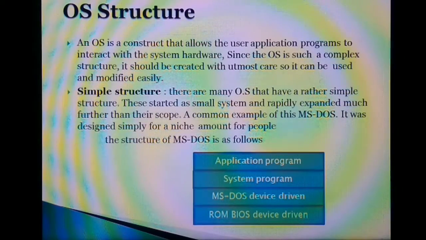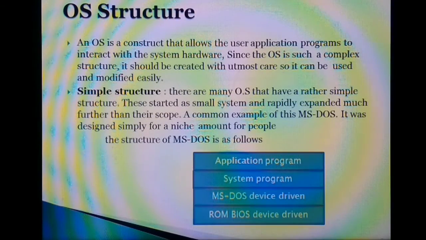Operating system structure. An operating system is a construct that allows user application programs to interact with the system hardware, as we already know. Since the OS is such a complex structure, it should be created with utmost care so it can be used and modified easily. The user can easily interact with the hardware with the help of the operating system. This operating system structure is divided into two parts: simple structure and layered structure. First of all, we will discuss the simple structure.